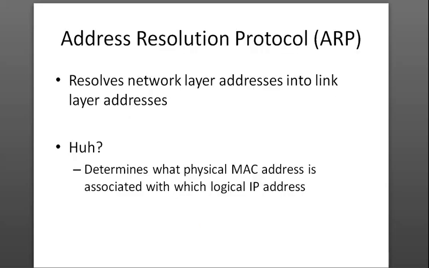Let's recall a bit about basic networking. For information to move across networks, we use IP addresses. But for information to be exchanged on local networks, we use MAC addresses. This is where ARP comes in. ARP will resolve IP addresses into MAC addresses.